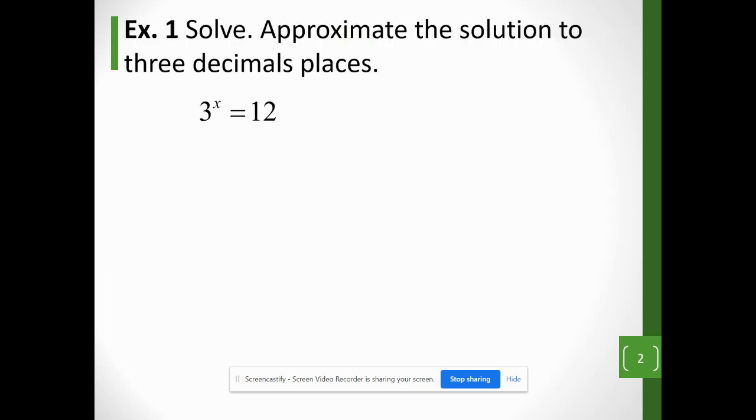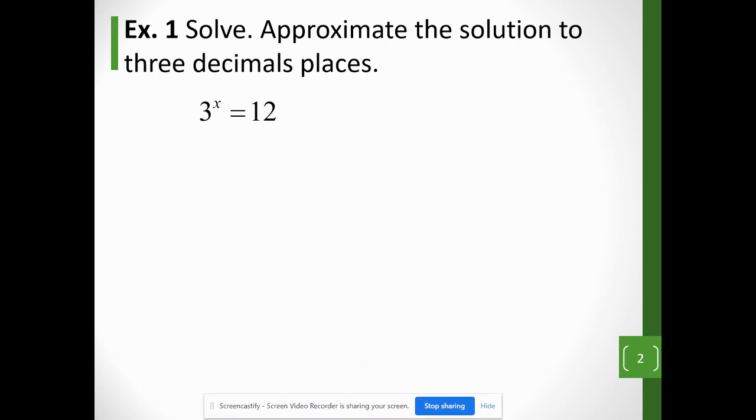Okay, so let's take a look at something here. Want you guys to approximate the solution to 3 decimal places. Now here, if I could do 3 to something is equal to 12, I just let the exponents equal each other and that's great. Unfortunately, I cannot. Now, my problem here is my x is my exponent. So I remember I covered a way of how to bring the exponent down. That's if you do logs to both sides.